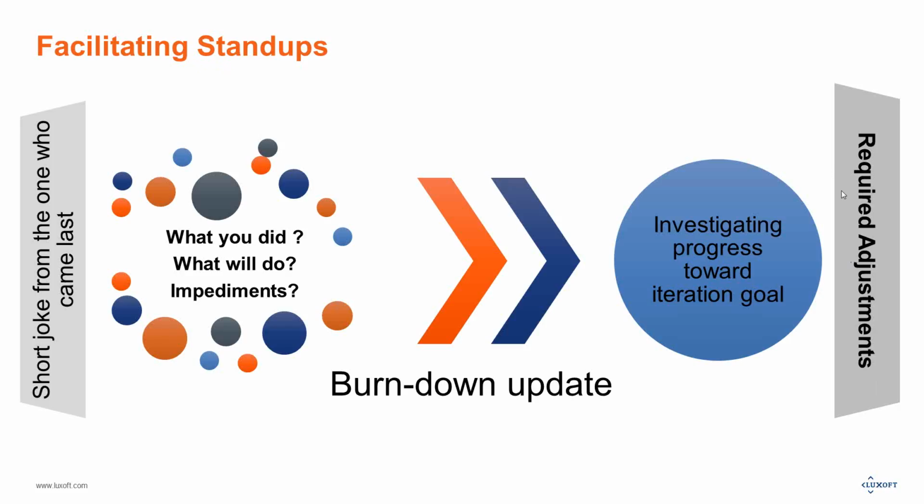Probably the scoping is necessary. Probably you should put away some functionality, because you are already in the middle of the sprint, and you understand that something will not be done by the end of the sprint.